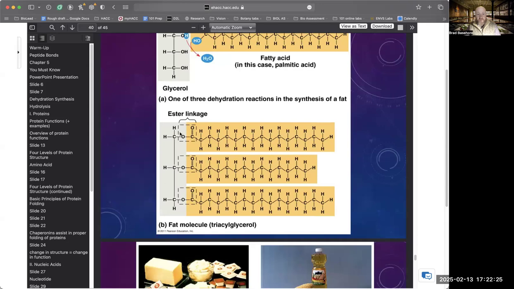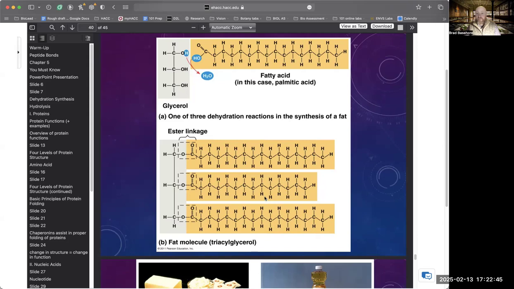Here in this sort of tan box is a glycerol molecule, and then attached to each one of these carbons of the glycerol is a long, long, long fat tail. So it's a glycerol with three fats attached to it.